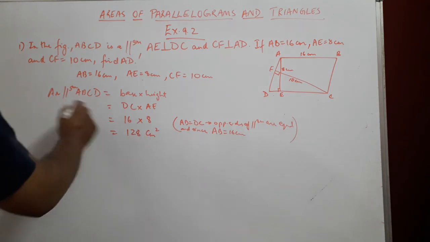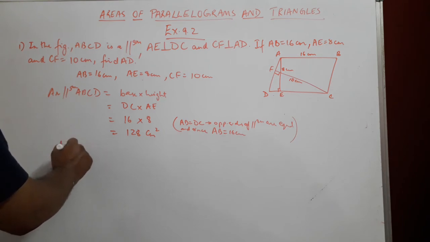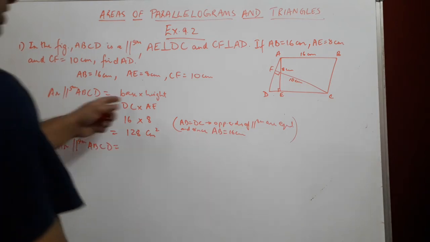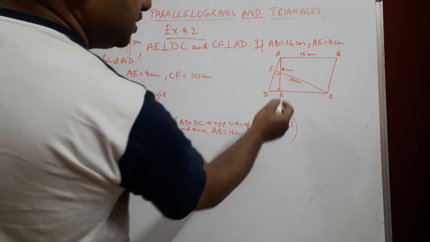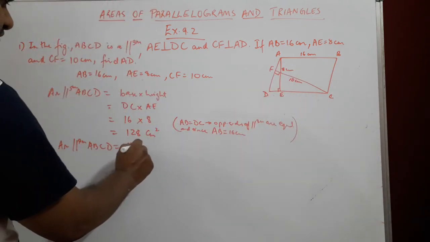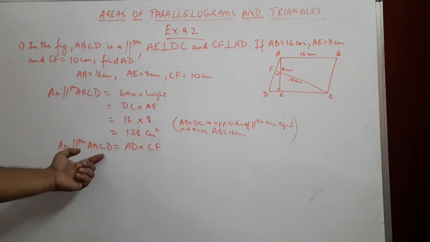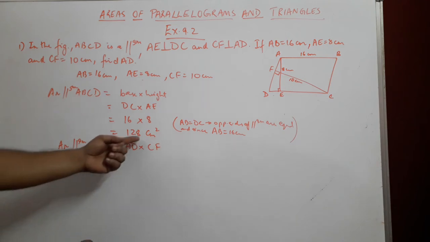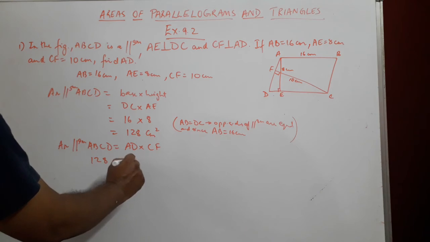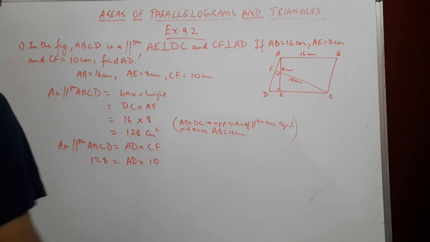Okay, now that we have got the area of ABCD, we can also write the area of parallelogram ABCD as equal to the same base into height, but here I'll change the base. We had taken the base as DC, now I'll take the base as AD, something that we need, and the height I'll take as CF. Now the area of parallelogram ABCD is, not given, we have found out, 128 square centimeters. So I'll put 128 over here. AD is what we are asked to find in the question, and CF we have been given as 10 centimeters. I'll put 10 over here.